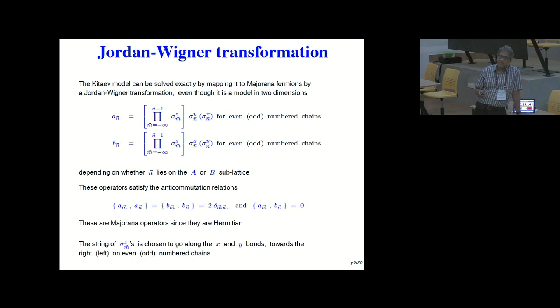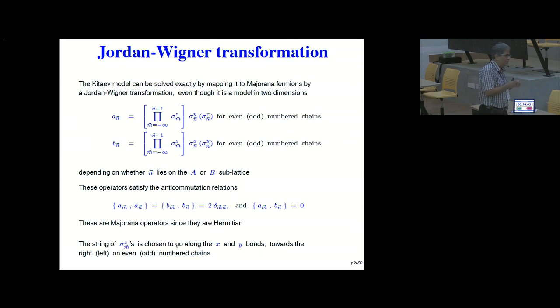Okay, so now the statement is that this can be solved exactly by mapping it to Majorana fermions by a Jordan-Wigner transformation. So the mapping goes like this. Whenever you want to go from spin halves to fermions, I'll explain the word Majorana in a second, you remember that you have to do something special to make the operators anti-commute with each other, right? Because spin halves by themselves commute at different sites.